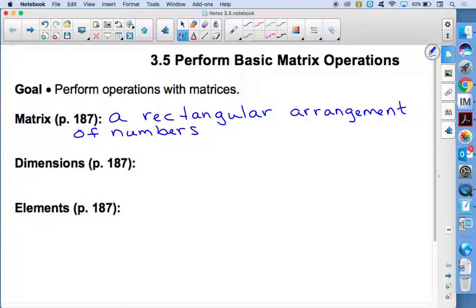Sometimes it could be a square, like a 2 by 2 matrix if I had 4 numbers, or a 3 by 3 with 9 numbers in it. And they are organized in rows and columns.